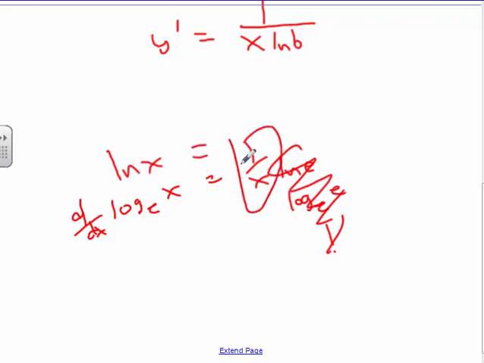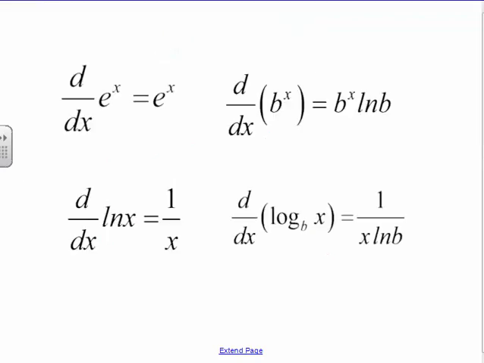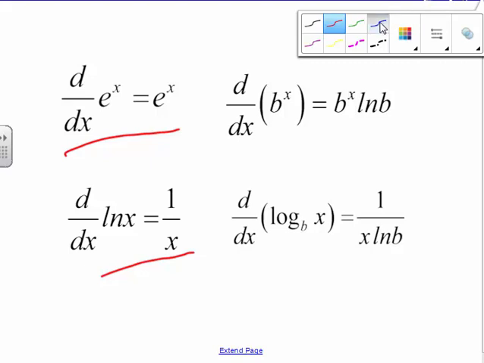So, long story short, I have a new rule for you. Actually, I have 4 rules for you. Here are the rules that we learned in last day's lesson. e to the x is e to the x, ln x is 1 over x. And then here are some new rules.